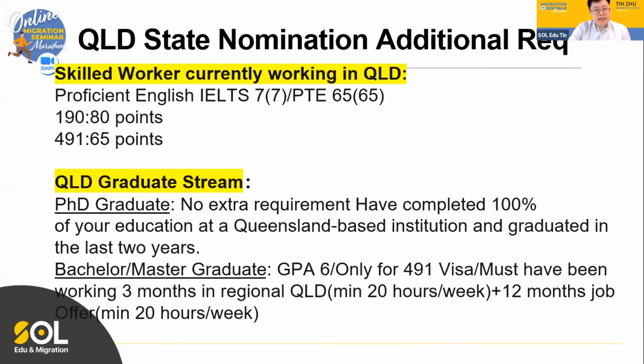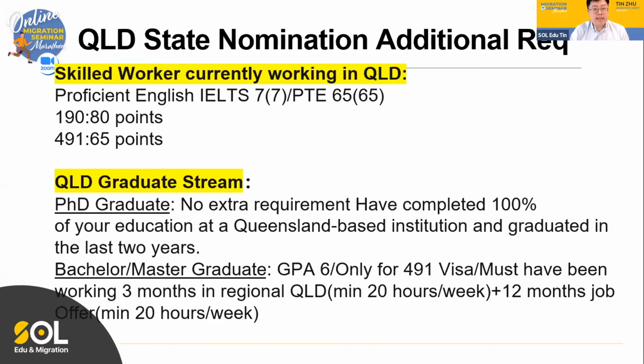So for Queensland State nomination this year, we have additional requirements. For the skilled worker stream, currently working in Queensland, the applicant must have a proficient English level. I just mentioned the major changes. This year, if you are seeking a pathway for the skilled worker stream, then you need to achieve IELTS 7 for each band or PTE 65 for each band.